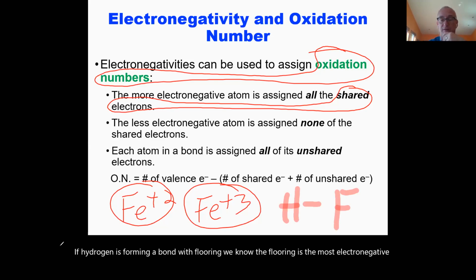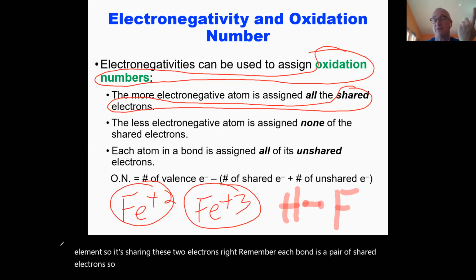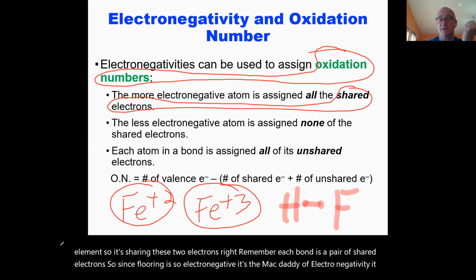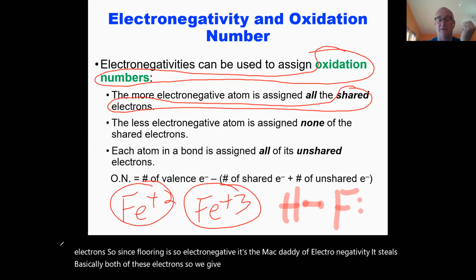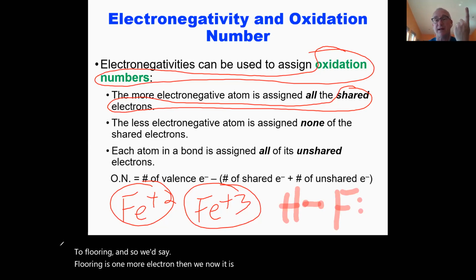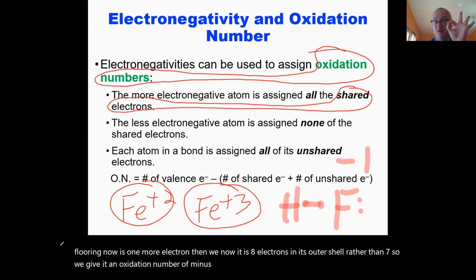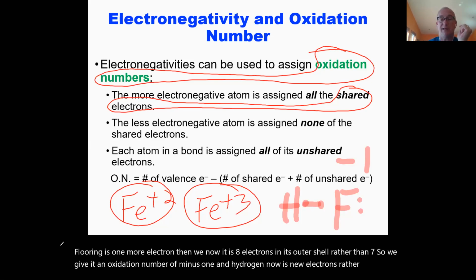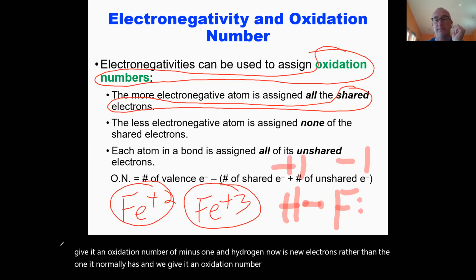So it's sharing these 2 electrons, right? Remember, each bond is a pair of shared electrons. So since fluorine is so electronegative, it's the Mac Daddy of electronegativity, it steals basically both of these electrons. So we give them both to fluorine. And so we'd say fluorine now has 1 more electron than before, now it has 8 electrons in its outer shell rather than 7. So we give it an oxidation number of -1. And hydrogen now has no electrons rather than the 1 it normally has, and we give it an oxidation number of +1. Okay? That's basically how that works.